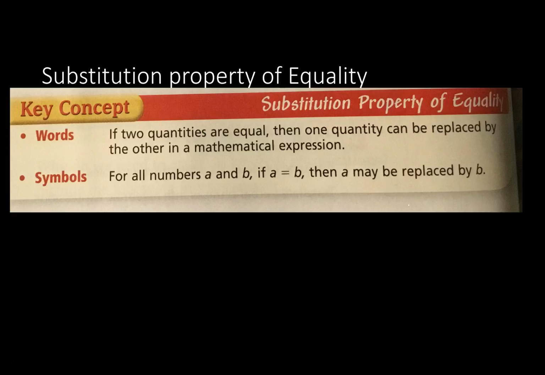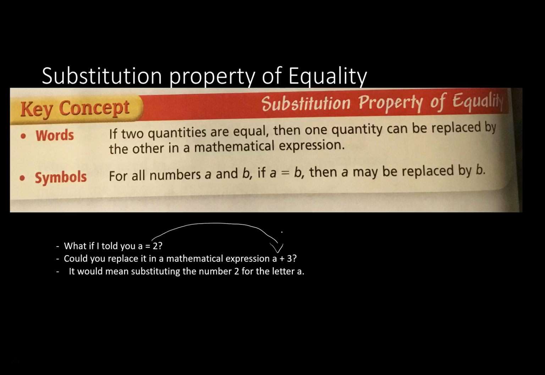That sounds really complicated. Let's add a number in there to make it make a little more sense. What if I told you a equals 2, and I asked you to replace it in the mathematical expression a plus 3? Well, because a equals 2, I can put that 2 in there for that a. It means substituting the number 2 for the letter a. That's why it's the substitution property. It's because we're substituting it in there. So I substitute 2 for a, and it's going to go to 2 plus 3. That we can evaluate, just like yesterday. 2 plus 3 is 5. So after we evaluate that, it would be 5.